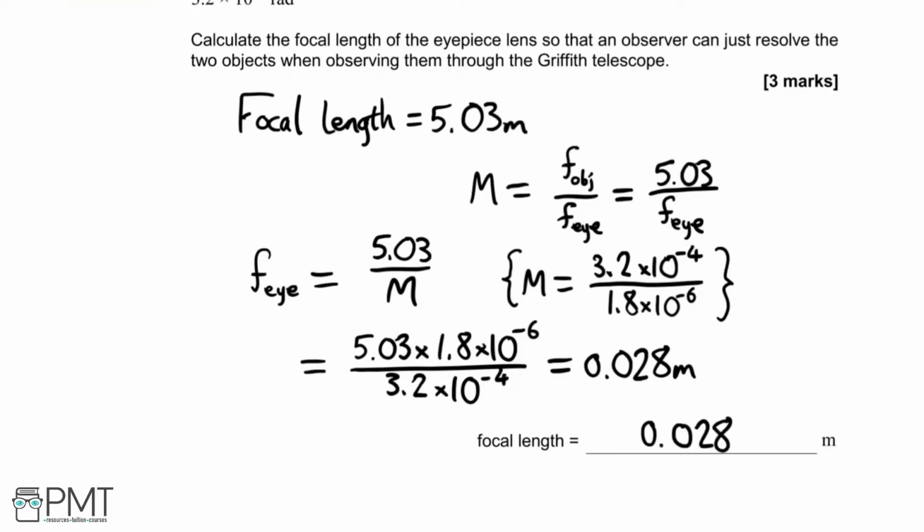The marks given in this question will be first of all for writing down the angular magnification equation with the necessary values. Your second mark will be for the use of the magnification equation in terms of the focal length of the eyepiece lens. And your third mark will be for getting the correct answer at the end. So 3 marks there.